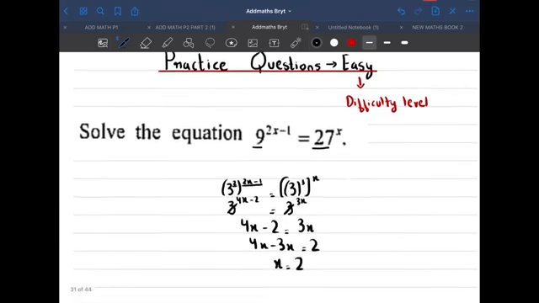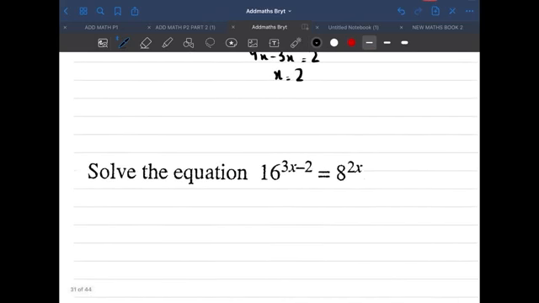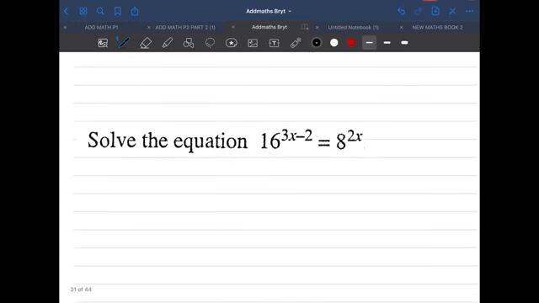Right? Now let's do one more example, this one. If I see this question, 8 and 16, which number's power do they come in, guys? 2 power 4 is what? 16. And 2 power cube is what?